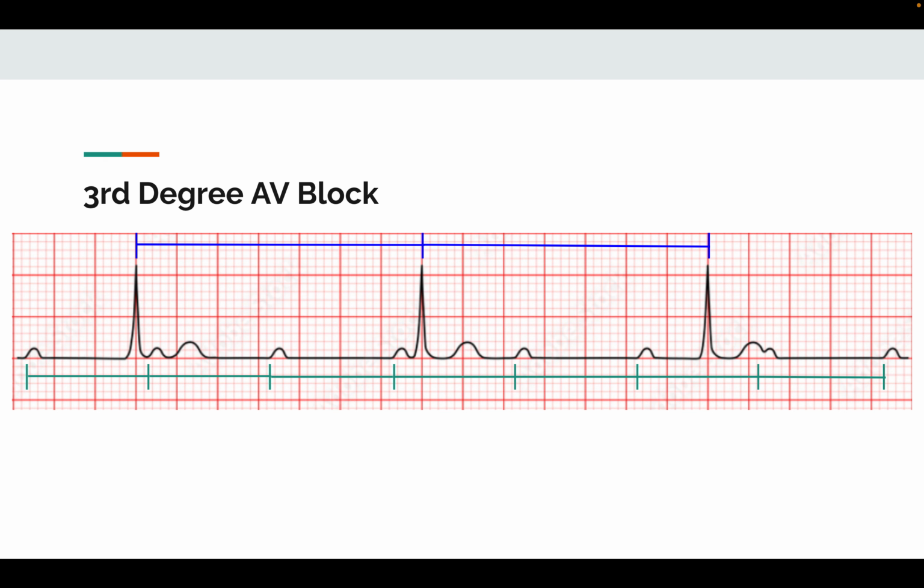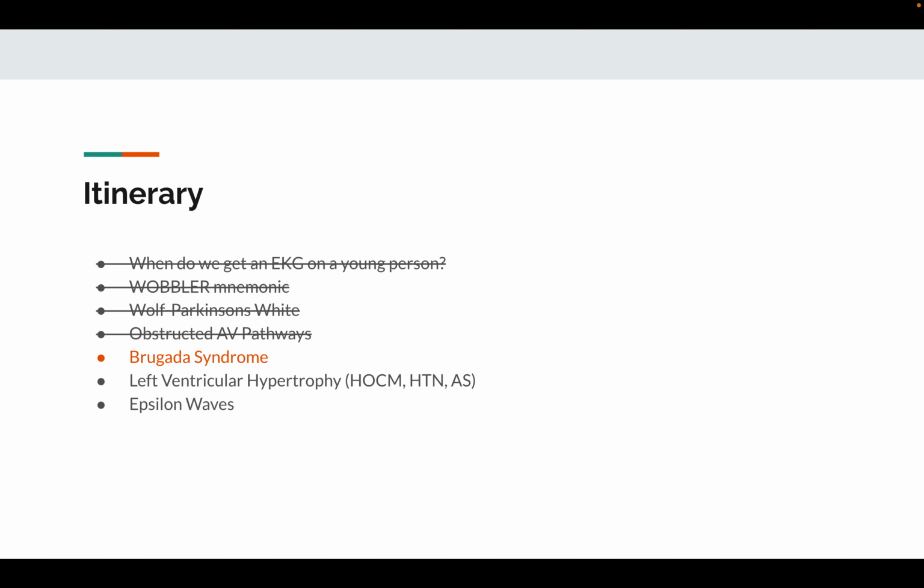And this makes sense because a third degree AV block means a complete atrium and ventricular dissociation.